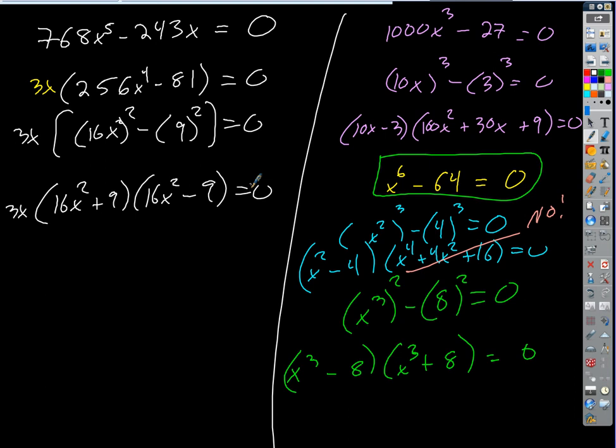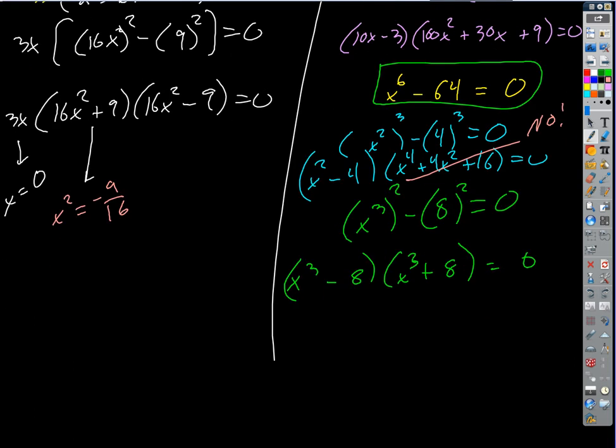And those are easy. Those are quadratic. I can just isolate x. Subtract 9, divide by 16, square root. What are my zeros? I get x squared equals negative 9/16, if I subtract 9 and divide by 16. If I square root both sides, I get plus or minus 3/4 i.